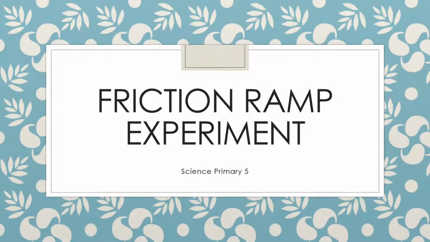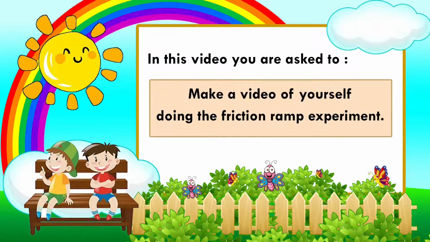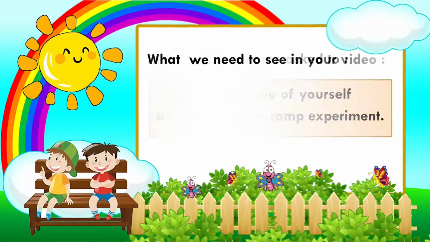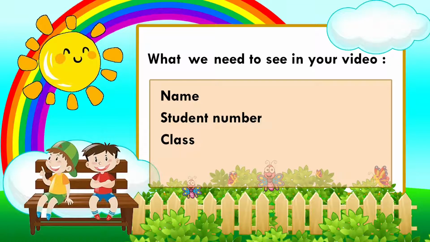Everyone, as per your activity for today, you are asked to make a video of yourself doing the friction ramp experiment. The video that you are going to watch later on as we do the experiment, you are going to do by yourself. Next, what we need to see in your video: you are going to say your name, your student number, as well as the class that you belong to.